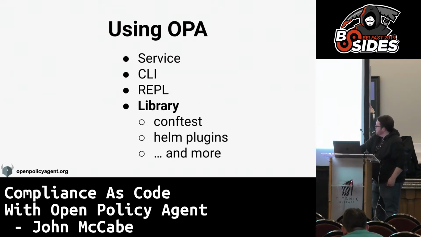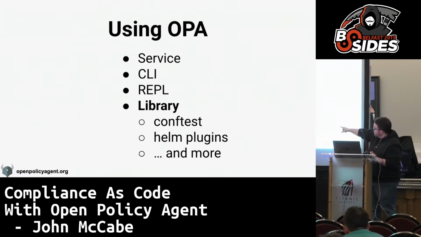So using OPA, you have a couple of options. You've got a service, you can just run a daemon. You have a CLI, so you can just take some JSON objects on disk and pipe them together, on the command line or in a pipeline. There's a full REPL when you're first starting to get used to it. You can just run OPA and go in and experiment and play with things and so on. As I mentioned, the library, and you can compose it into other things.